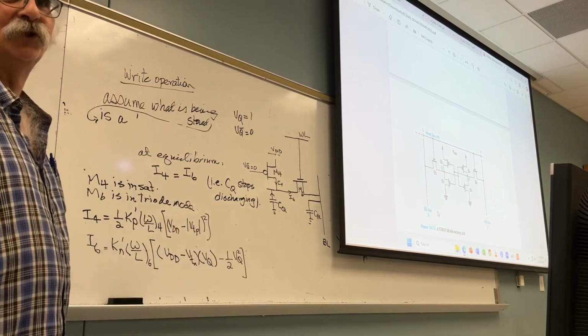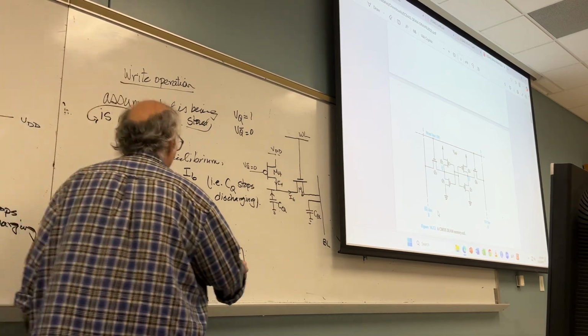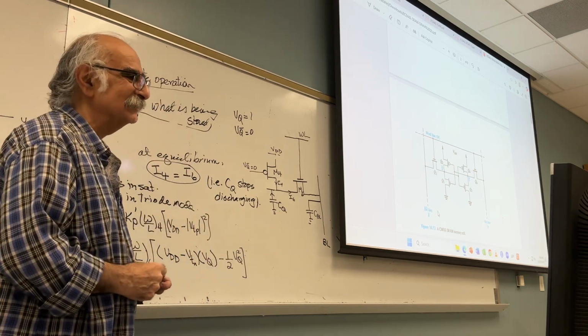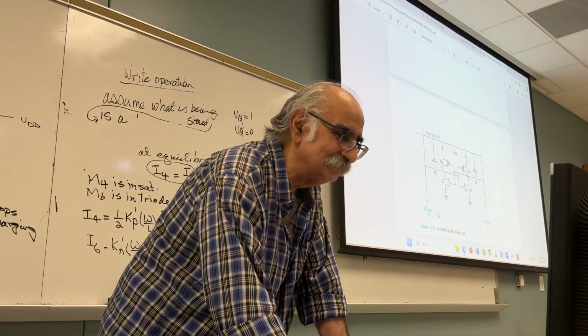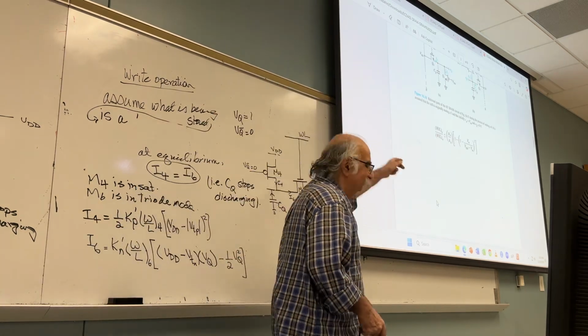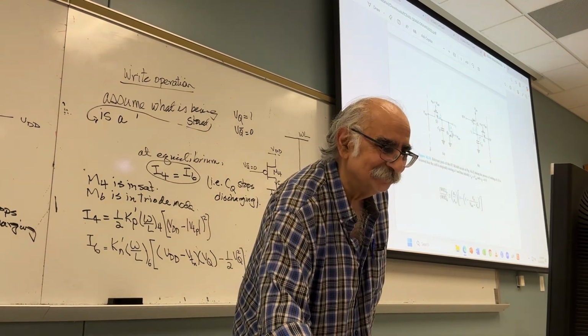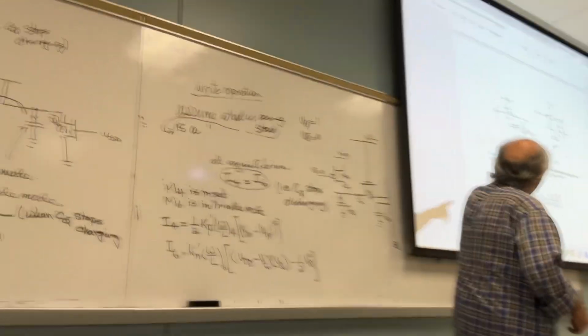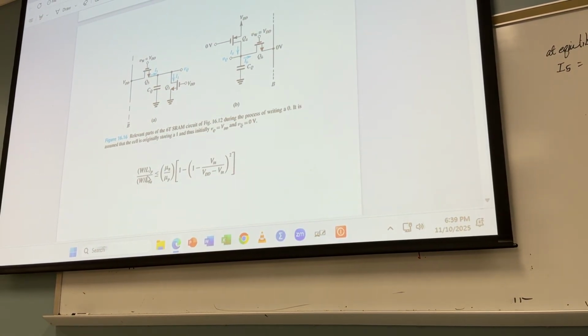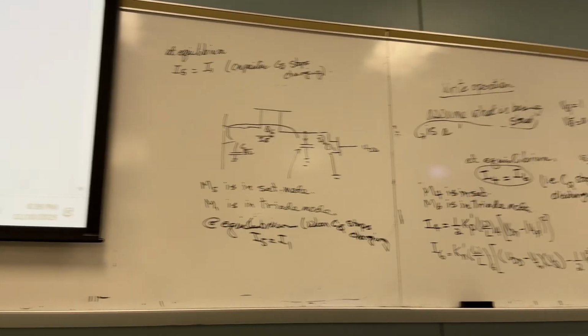Did you get it? At equilibrium, I4 equals I6, and when you do that, this is the equation you get. Can you tell me what did I substitute for VQ? VT. Why? Because I want the cell to switch. Did you get it?